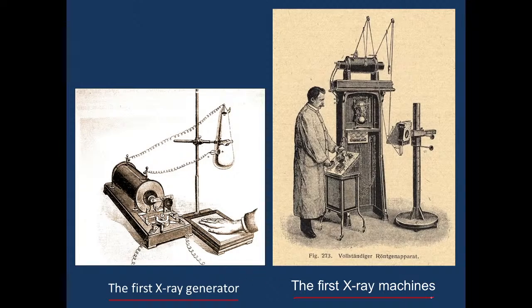But later there were a lot of new X-ray machines which were provided by many manufacturers in Europe, and they were needed for clinics, for doctors, just to examine human lungs, because this period of time was the period when tuberculosis, the infectious disease of the lungs, was very, very common in Europe. That's why Röntgen's invention was so necessary for people and doctors.